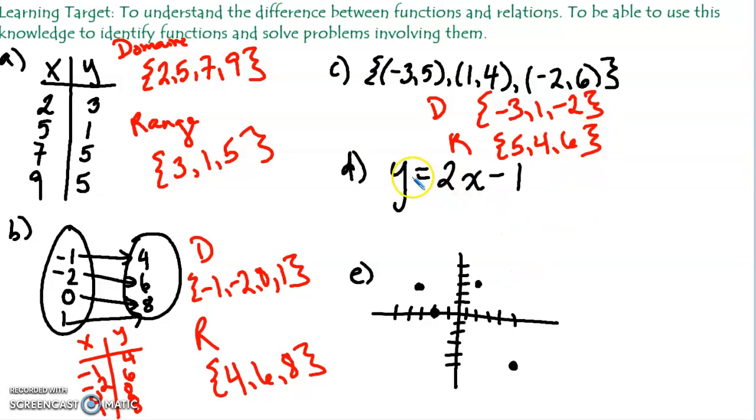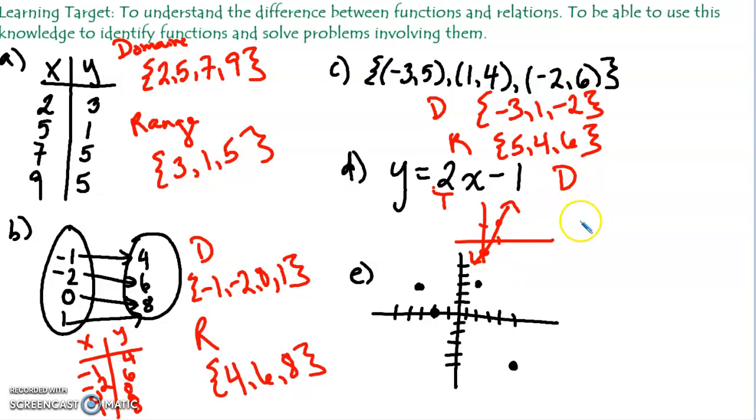Okay? And then for D, it's going to be a little different because we're looking at a line. So it is a continuous graph, which means we can't just list off values. But let's just really quickly draw what this would look like. So it would cross the y-axis at -1. It would have a slope of 2 over 1. So up 2 over 1. It would go like this.